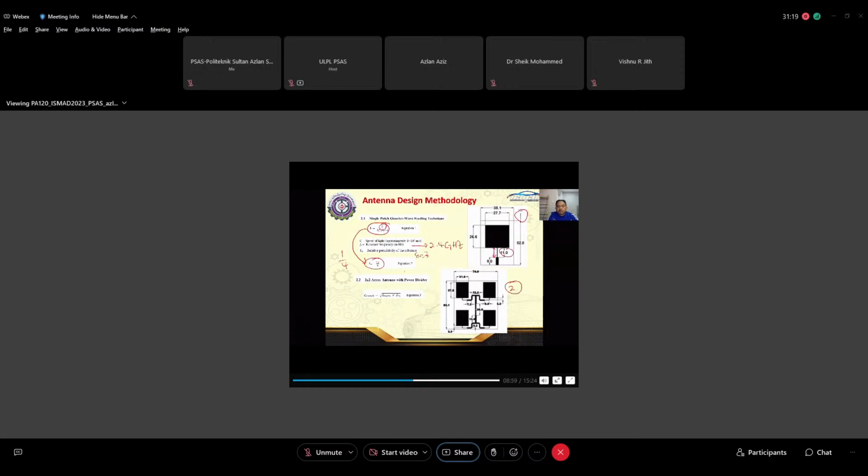Then we are moving into the 2 by 2 array, whereby we introduce the power divider. The problem with the power divider is that it will disturb the impedance. So that's why we are using equation 3 to improve the impedance, to make sure that we arrange the first patch, the second patch, the third patch, and also the fourth patch for optimum performance, so that the output follows our expectation.